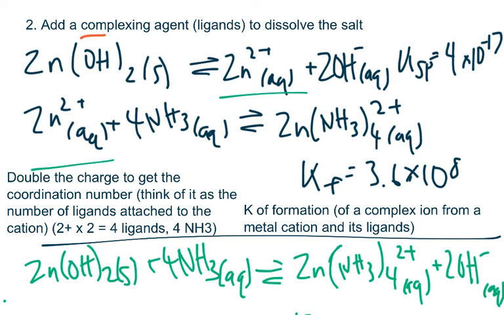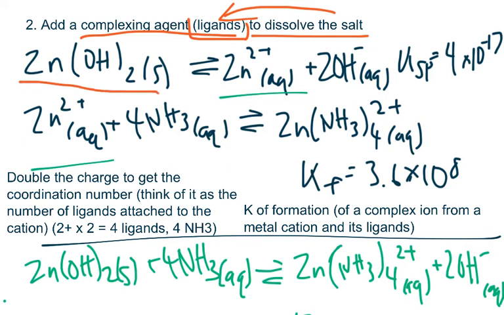Now let's talk about the second way we can dissolve very insoluble salts, such as zinc hydroxide. We can add a complexing agent, or in other words, some ligands, to dissolve the salt. And note that you need enough ligands for this to happen. Now, we have zinc hydroxide here turning into its ions, and the KSP is super small.